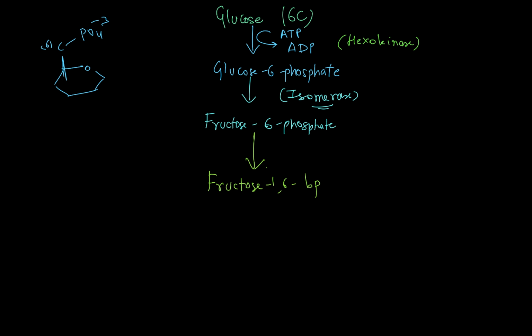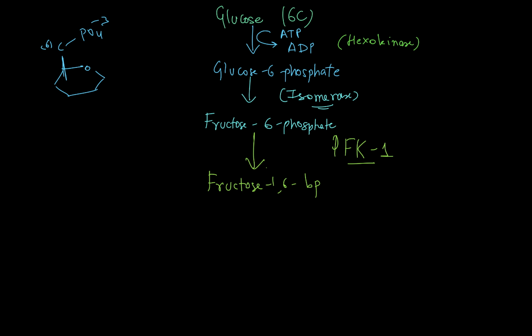They are on two different carbons which are not adjacent to each other. So 1,6-bisphosphate means there's a phosphate on the first and the sixth carbon of the fructose ring. And the enzyme involved in this process is a type of phosphorylase, called phosphofructokinase 1, PFK1. Phosphofructokinase 1 is the enzyme involved in phosphorylating fructose 6-phosphate to fructose 1,6-bisphosphate.